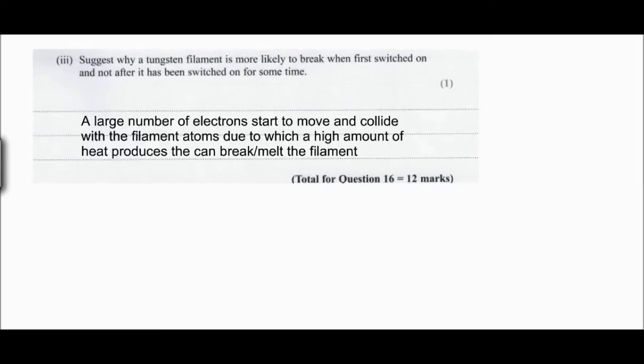Suggest why the tungsten filament is more likely to break when first switched on, and not after it has been switched on for some time. At first, when you turn on the switch, a large amount of current causes a large amount of heat production that can melt the filament due to high resistivity. A large number of electrons start to move and collide with the filament atoms, due to which a high amount of heat is produced and can break or melt the filament.